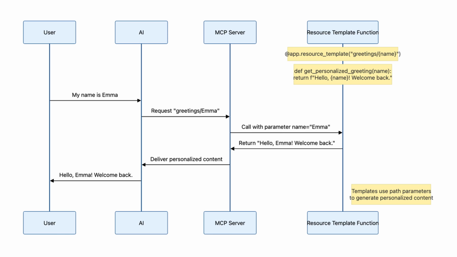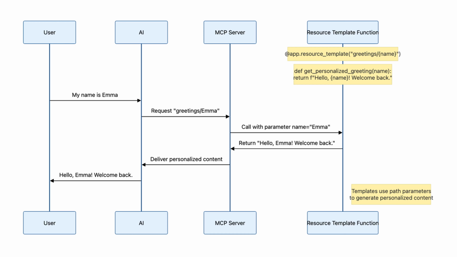Exactly. And here's where it gets really cool. Resource templates. Let's say you want personalized content. You'd do something like app.resource template, greetings/{name}, and define a function that takes that name parameter. When the AI requests greetings/Emma, it gets hello Emma, dynamically generated. It's like having a fill-in-the-blank worksheet that creates custom content on demand.